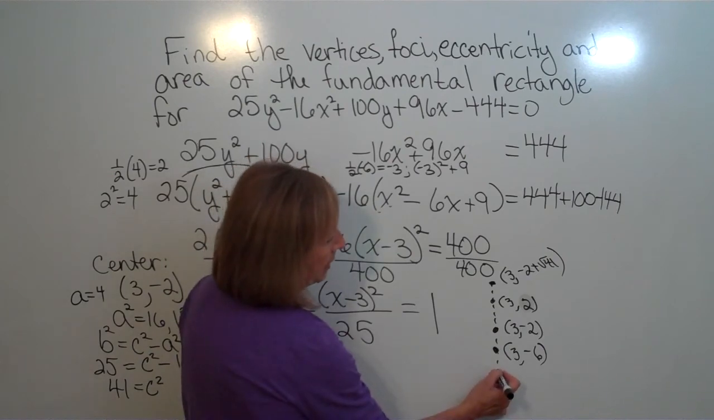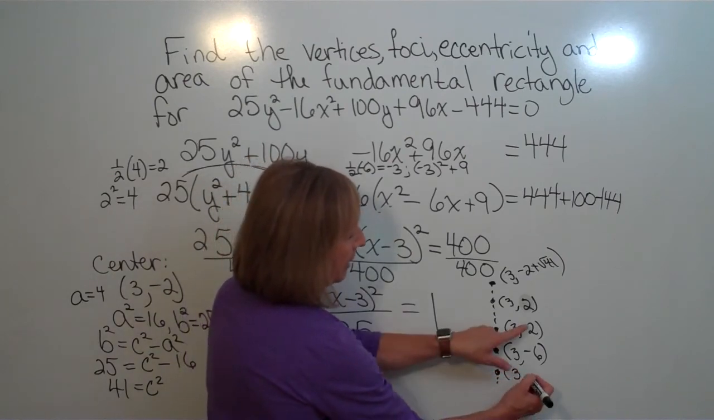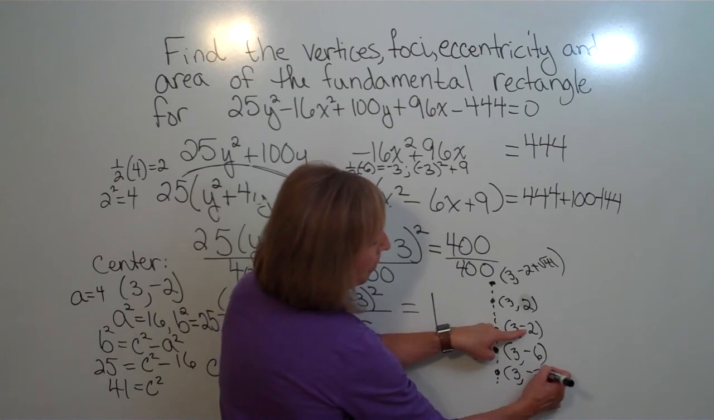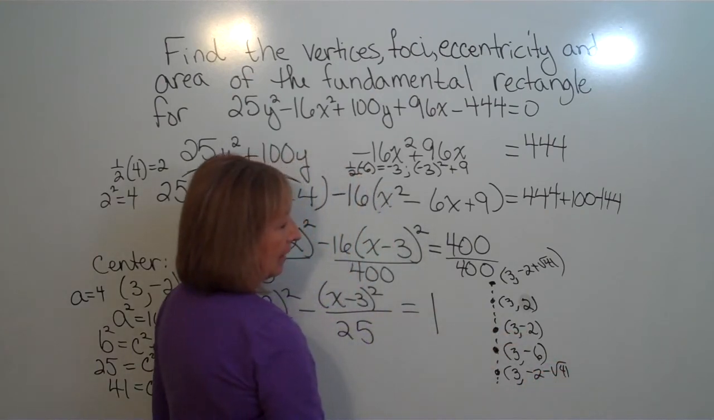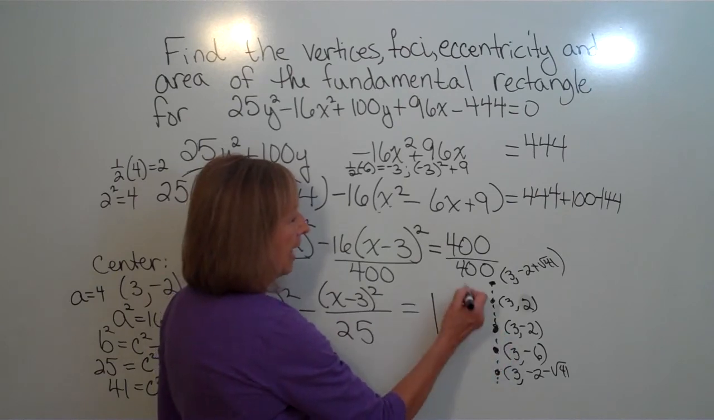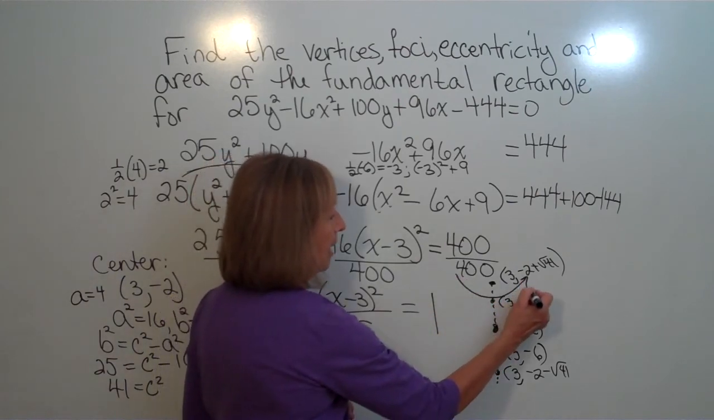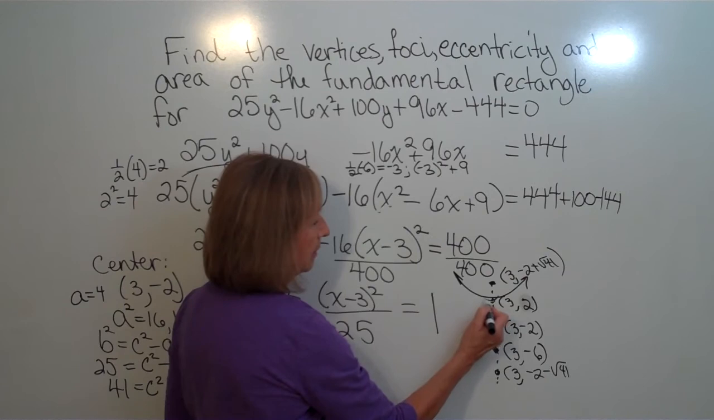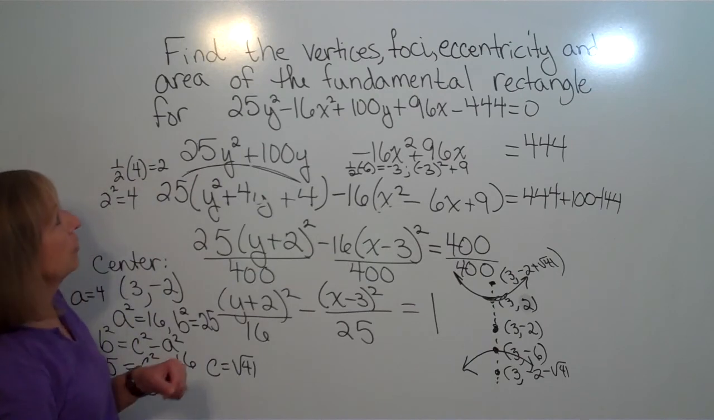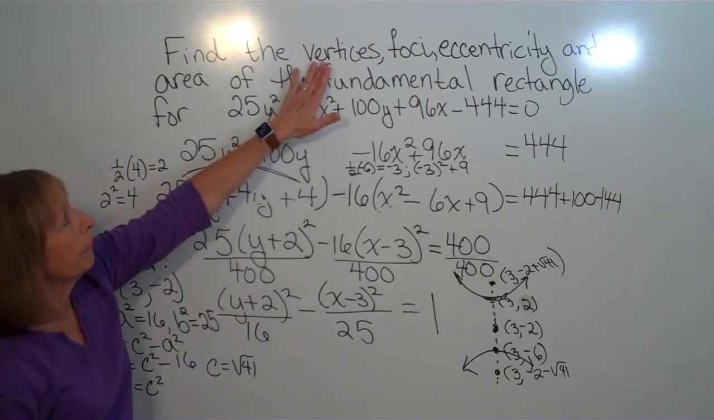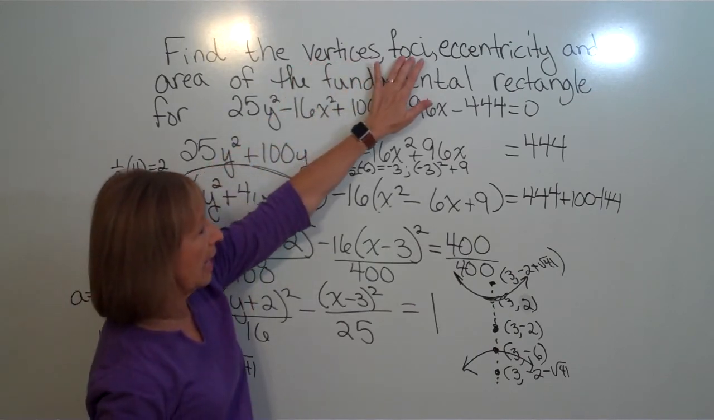And then my other one is at 3, negative 2 minus the square root of 41. And so we have our hyperbola looking like this. And so far we have the information for our vertices, for our foci.